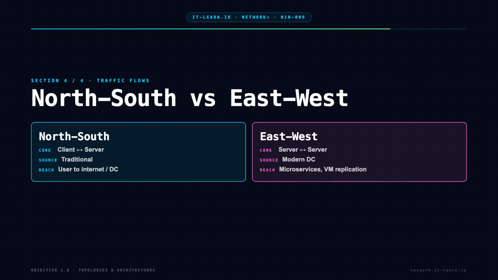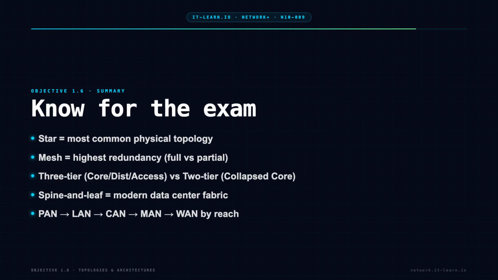A MAN, or metropolitan area network, spans a city or metropolitan area. MANs are larger than LANs but smaller than WANs. A WLAN, or wireless local area network, is simply a LAN that uses wireless technology, primarily Wi-Fi, for connectivity. A PAN, or personal area network, covers a very small area, typically a few meters around an individual. Bluetooth and NFC are examples of PAN technologies.